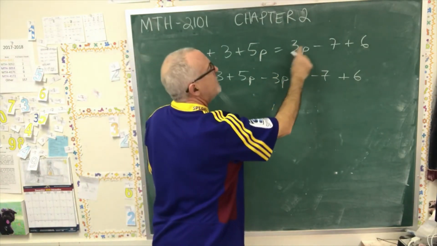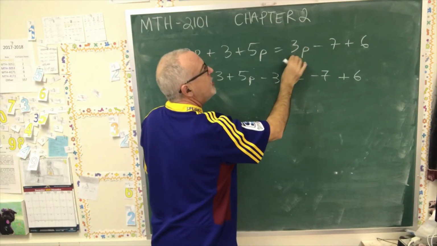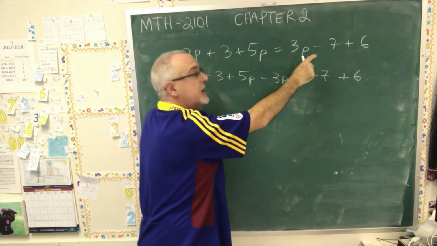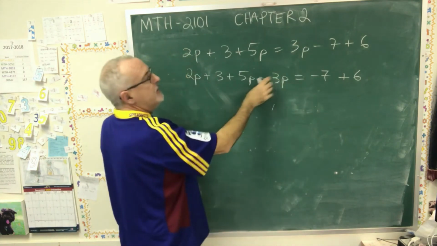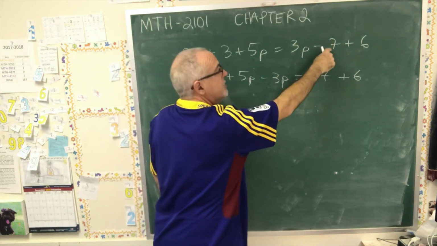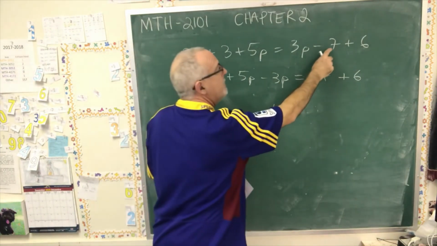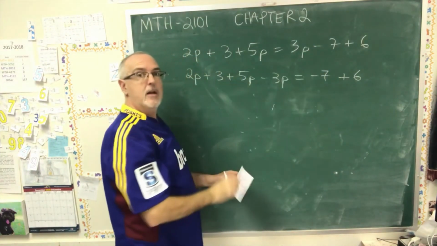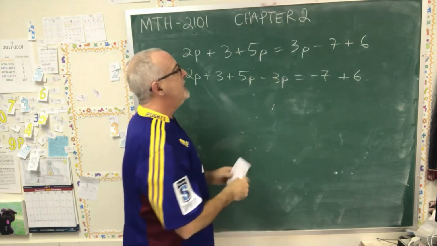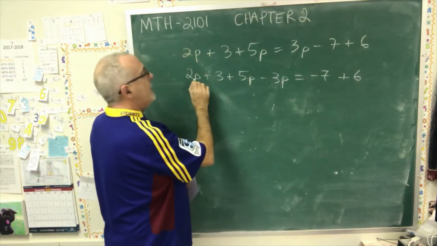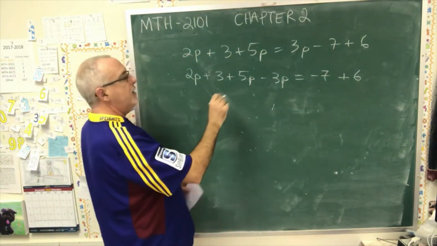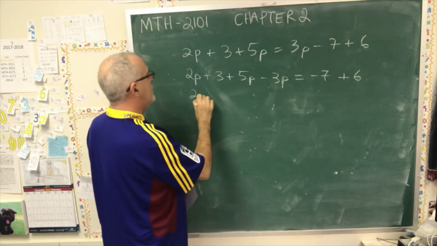Watch out for this. We had a term before this minus. When we get rid of that term, the minus is still there. You can't just write 7 plus 6. You're making your equation wrong. You're making it different. The 7 is negative, and it didn't have to change signs because it did not change sides. So we now have all the p terms on the left, but we don't have all the constant terms on the right yet, so I'm going to do another step.